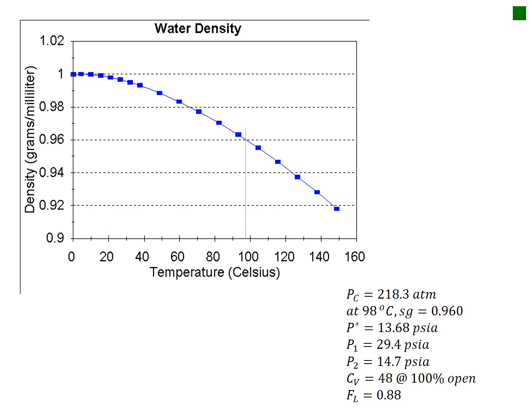And we convert our upstream pressure of 2 atmospheres to 29.4 pounds per square inch absolute. And our downstream pressure is 14.7. Our valve coefficient is equal to 48 at 100% open, and the FL for that valve is 0.88.